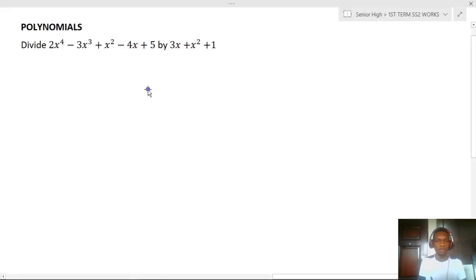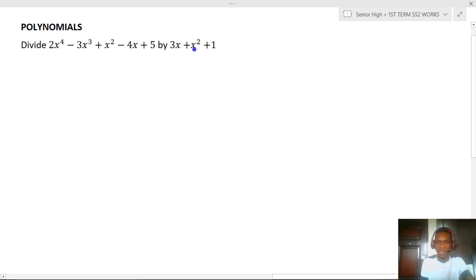Hello. So in this question, we're asked to divide this polynomial by 3x plus x squared plus 1. Now notice something. The divisor, that's the one that is dividing, is not arranged well according to how polynomials need to be arranged. Remember, a polynomial arrangement is always from what? The highest degree down to the lowest degree of x.